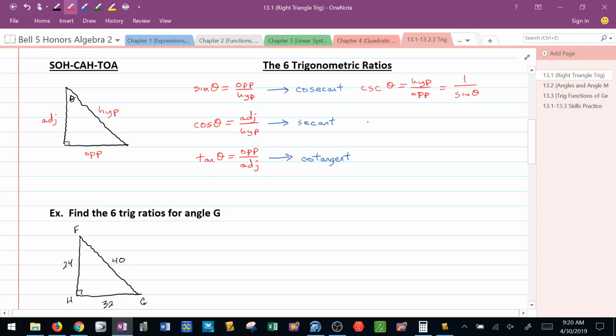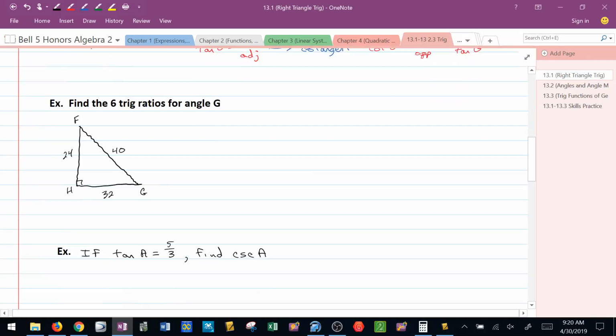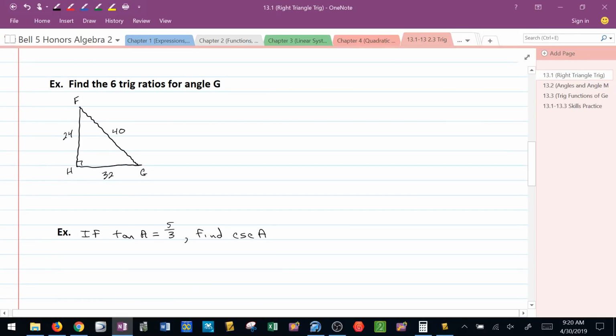All right, secant is abbreviated SEC. So the secant of theta would be take the cosine's reciprocal, hypotenuse over adjacent. Or we could also look at this as 1 over the cosine of theta. And then cotangent is COT of theta, and that's adjacent over opposite, the reciprocal of tangent, or 1 over the tangent of theta.